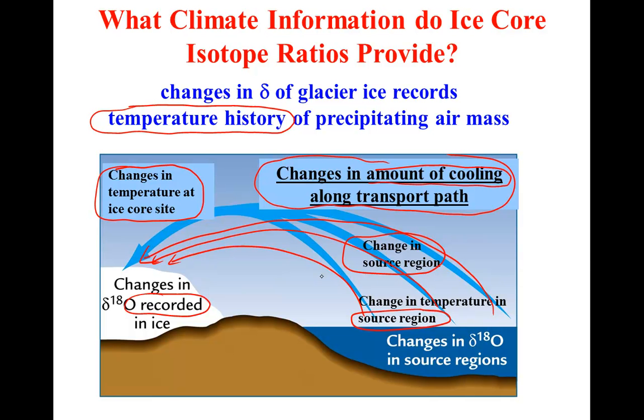When there's a greater temperature difference between moisture source and where that moisture ends up, larger temperature difference equals more cooling equals smaller heavy to light ratio and a more negative delta value.